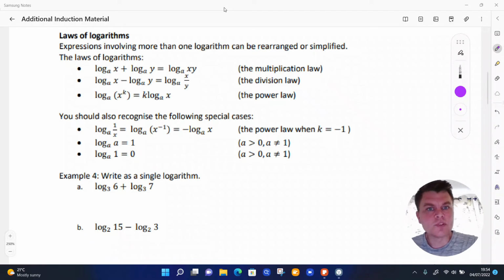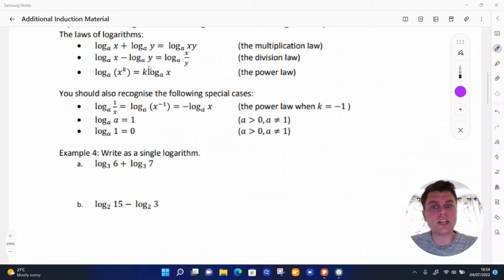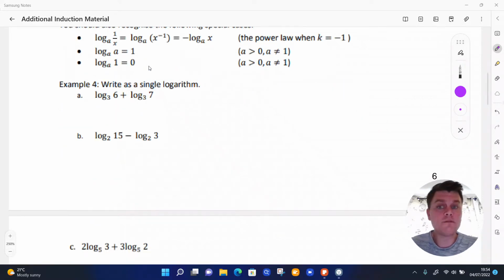To the next examples, we are going to be using the multiplication law, the division law, and the power law in order to write certain expressions as single logarithms. So for part A, we've got log base 3 6 plus log base 3 7. Key thing to notice, both of the bases are the same. Therefore, we can use one of those three laws.